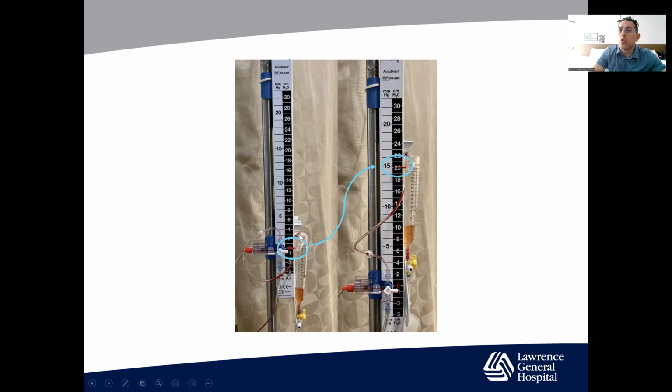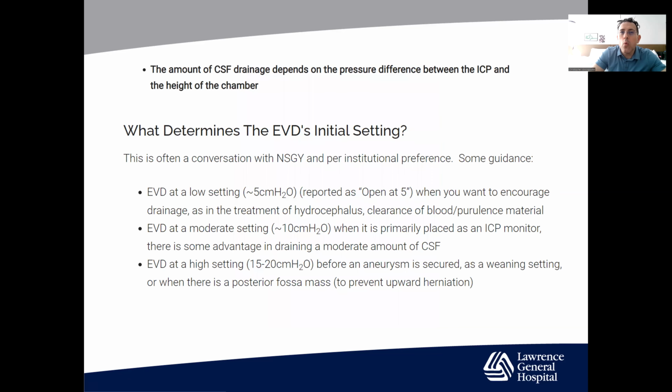And since this concept is just so important, we're going to show one last picture of it here. Here is the 0, and here is an EVD that is set at 0, so you'd have a tremendous amount of CSF drainage here. And here we increase the EVD up to 20, meaning that only above a pressure of 20 centimeters of water would the EVD start to drain. So what determines the amount of drainage? Well, the amount of CSF drainage depends on the pressure difference between the ICP and that height of the chamber that we just showed you.